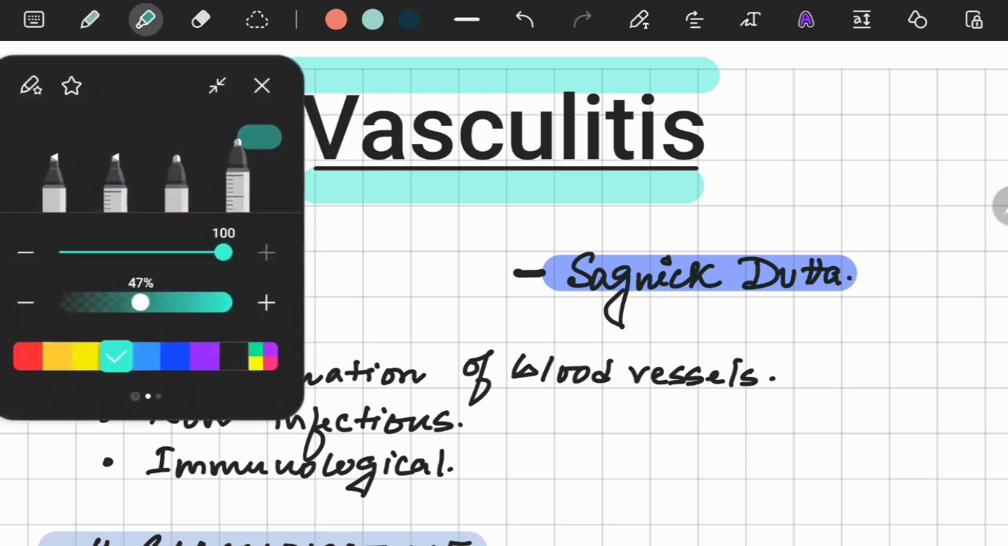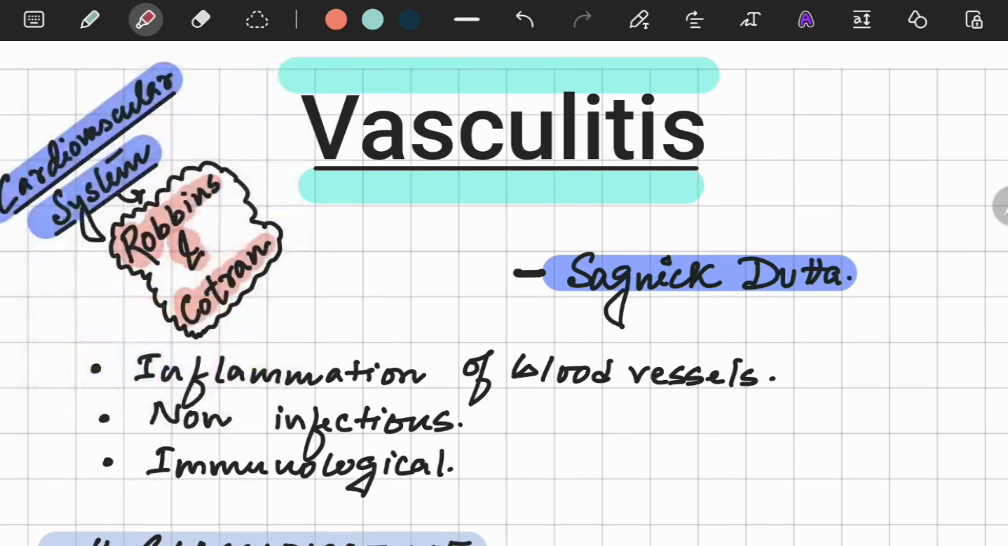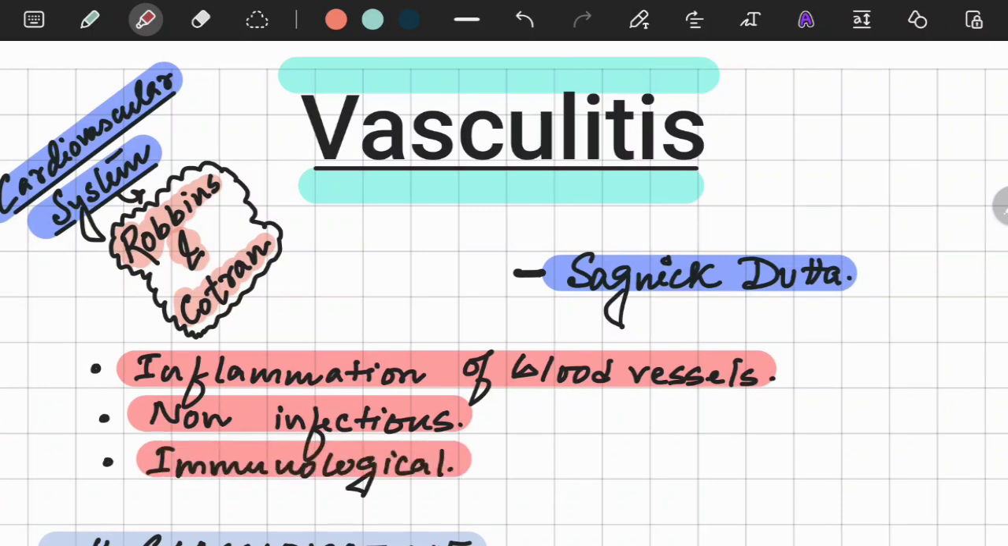Before we get into the details of the topic and discuss it from the Robbins book itself, let us get some general information. As the name suggests, vasculitis basically means inflammation of the blood vessels. As we all know, in most cases inflammation is related to some kind of infection. But in vasculitis, that is inflammation of the blood vessels, these are always non-infectious, but they always have some kind of immunological cause related to them.